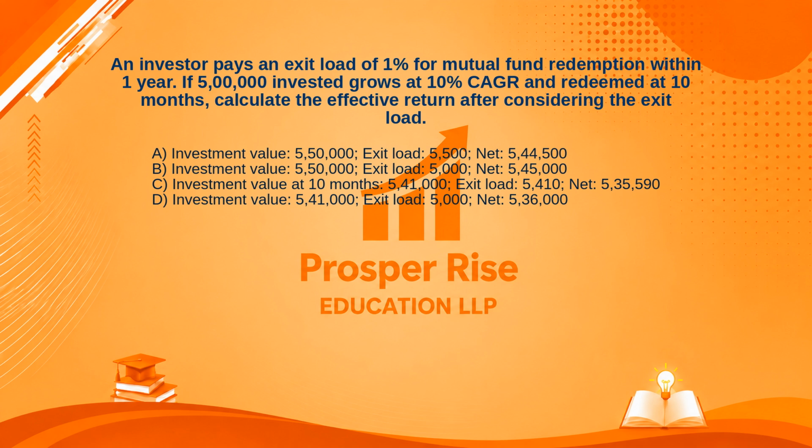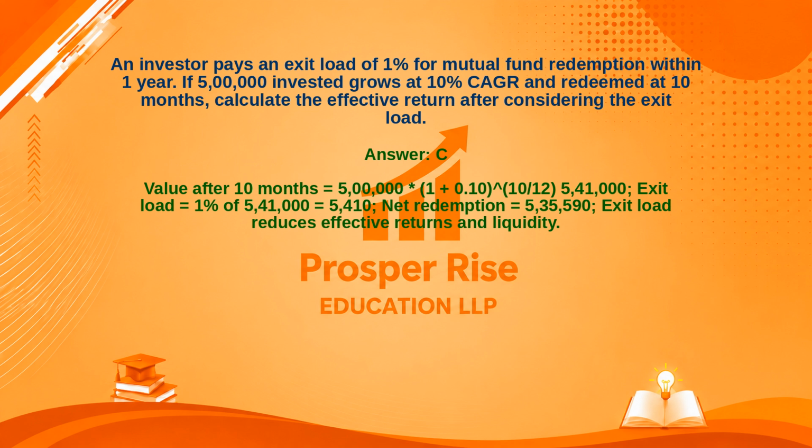C. Investment value at 10 months 5,41,000, exit load 5,410, net 5,35,590. Or D. Investment value 5,41,000, exit load 5,000, net 5,36,000. Take a moment to pause the video and decide. The correct answer is Option C. Let's see why.